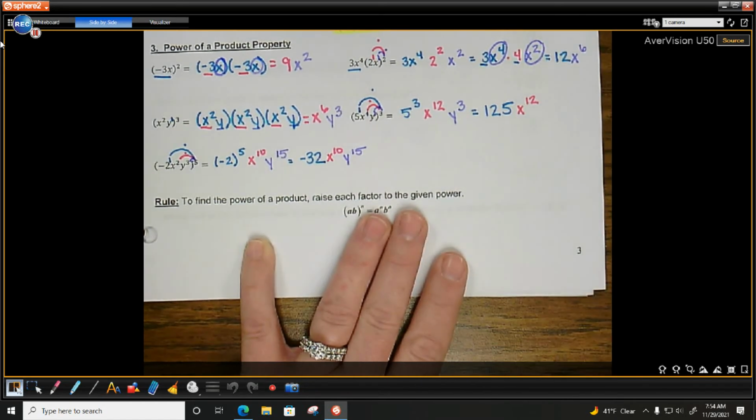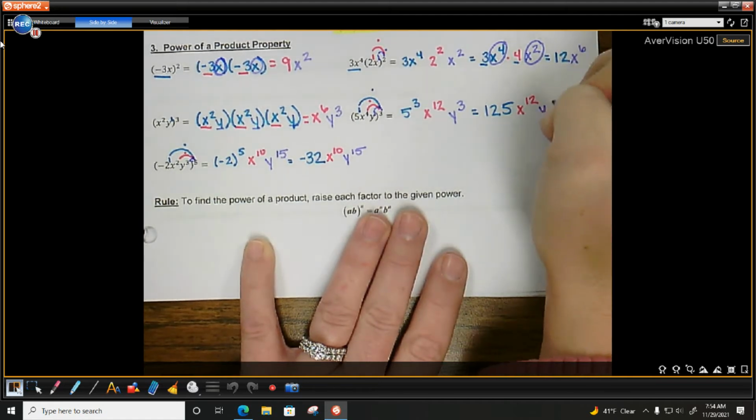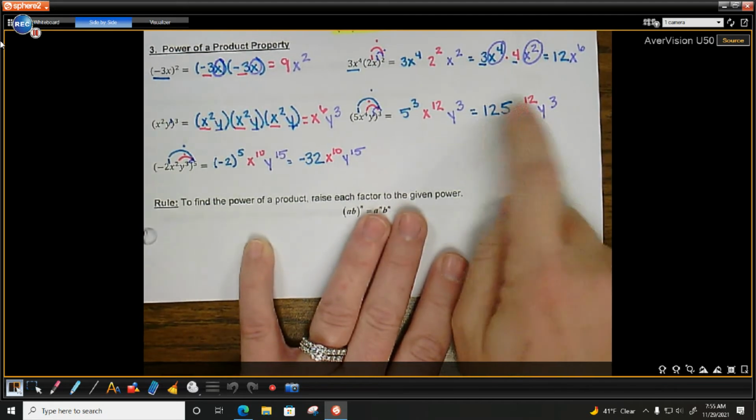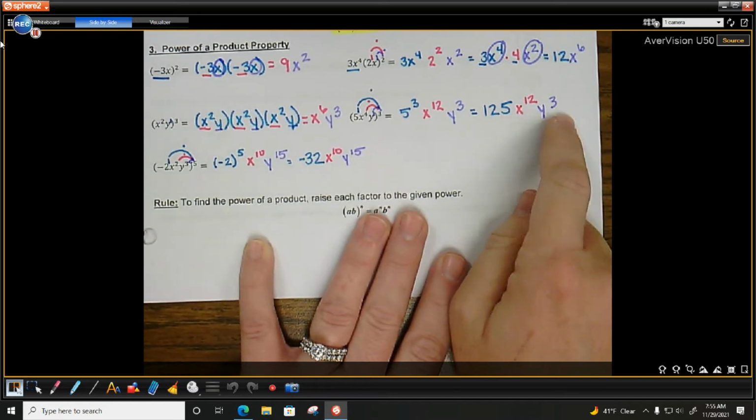Are any of these like bases? I have a coefficient, I have an x, I have a y. Are any of these like bases? No, so I can't do anything else. We are done. Okay?